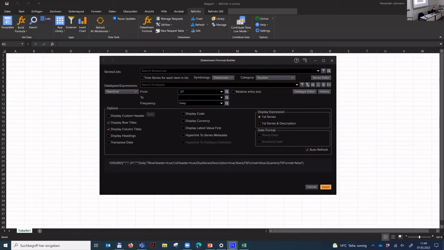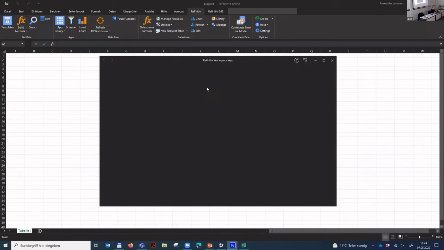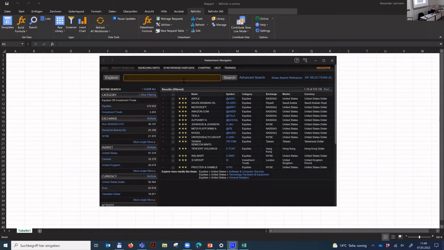I will show you how I would structure my sheets, and then later do references in Excel, so X and S reference, in one aggregate sheet. So I press here on this Find Series button on the right-hand side, and the navigator opens, and I could look for any stock.